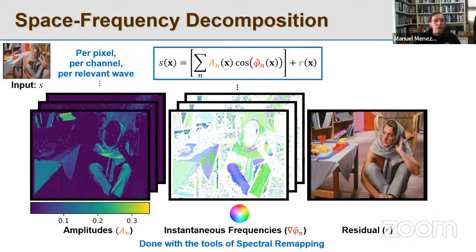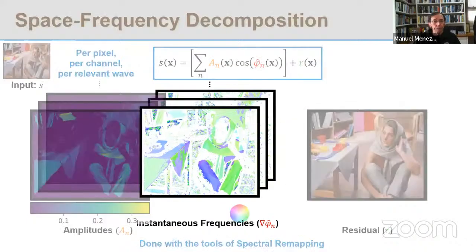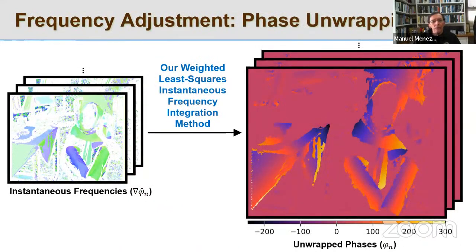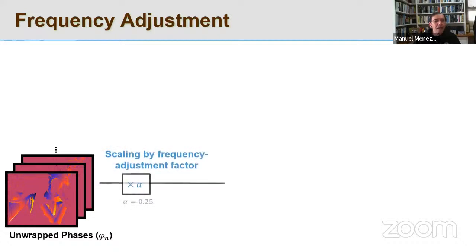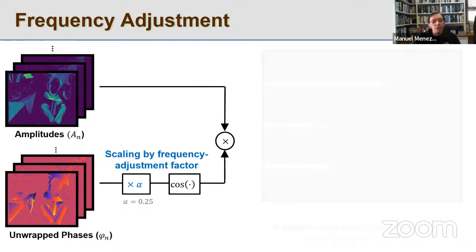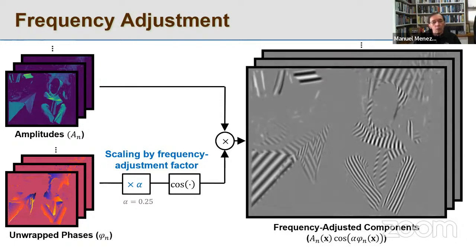And with them, we can, as I already have indicated to you, recover the original image, no problem, and could even remap those frequencies, but not be able to animate them. So for this, we need to be able to obtain some unwrapped phases, some smooth and varying phases. And this is done using this weighted least squares technique that I mentioned, described in the paper. And so once we have those, we are ready to start scaling and then reevaluating those phase functions, then combining with the amplitude information to reconstruct a bunch of frequency adjusted components. Those, remember, are based on channels and also on relevant waves. We have to recover one for each.